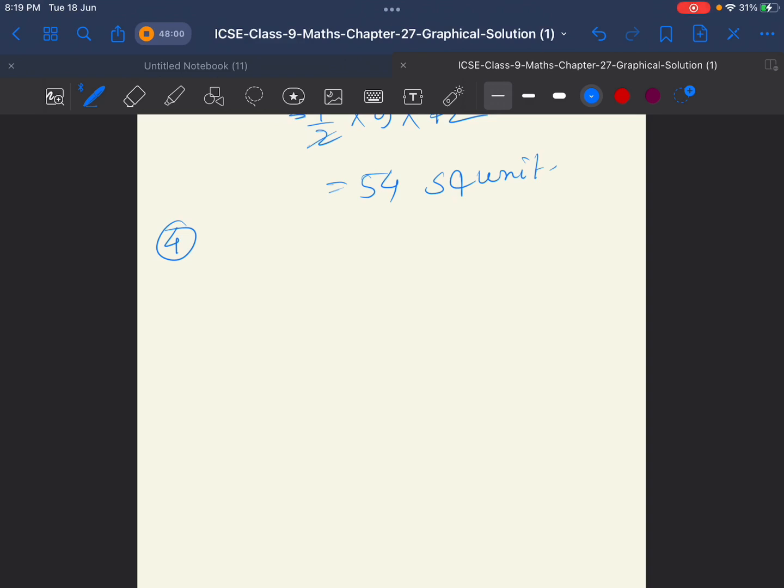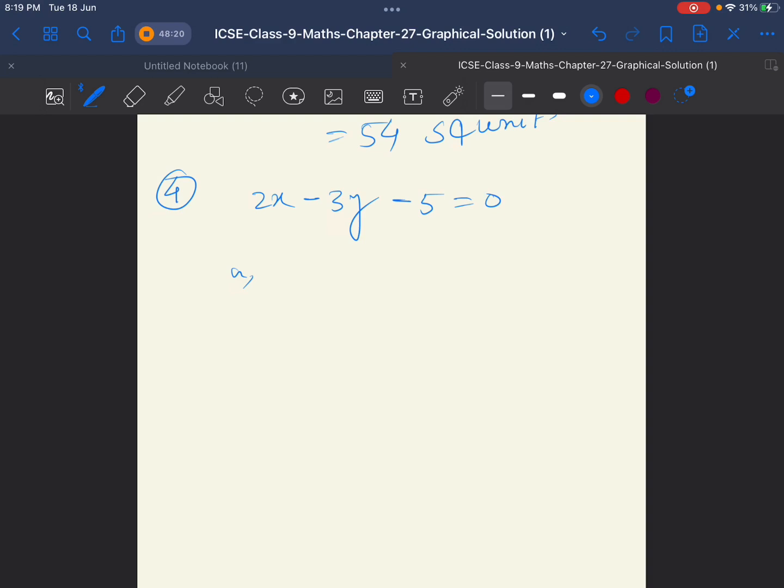The next question, question number 4. Draw the graph of the equation 2x minus 3y minus 5 equals 0. From the graph, find x1, the value of x when y equals 7. Second question, x2, the value of x when y equals minus 5.